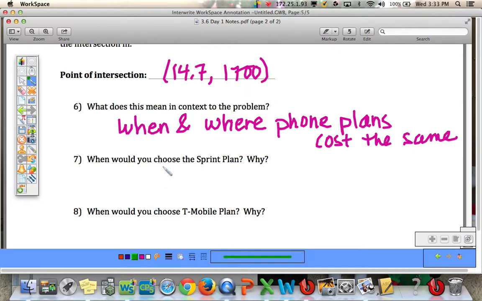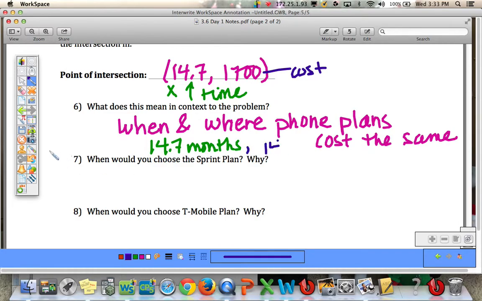And if you remember, our independent variable is x, so this is time in months. So at 14.7 months. And then if you remember, the dependent variable was cost, so this is cost. At 14.7 months, we've paid a total of $1,700 in each plan.